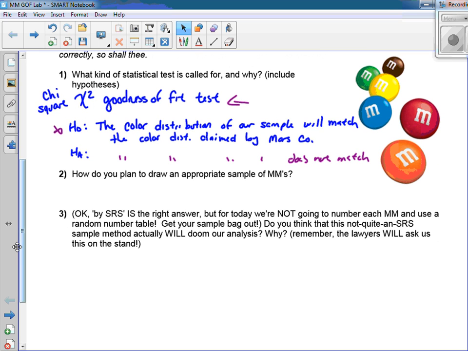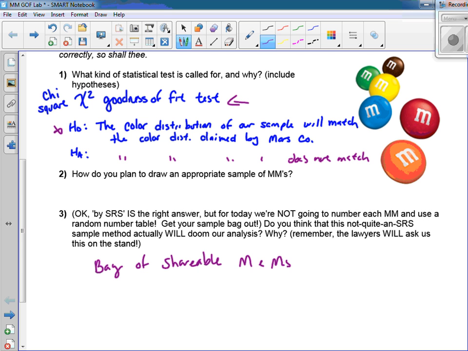Number 2, how do you plan to draw an appropriate sample of M&Ms? We want it to be as random as possible, and so we'd love to just go buy bulk M&Ms and just see what the distribution of colors was. And a simple random sample would involve numbering a bunch of M&Ms and selecting them, and that's just not going to work. So what I gave them is a bag of the shareable size of M&Ms. That way they have about 100 M&Ms in them, and that way we can make sure we can do this test.